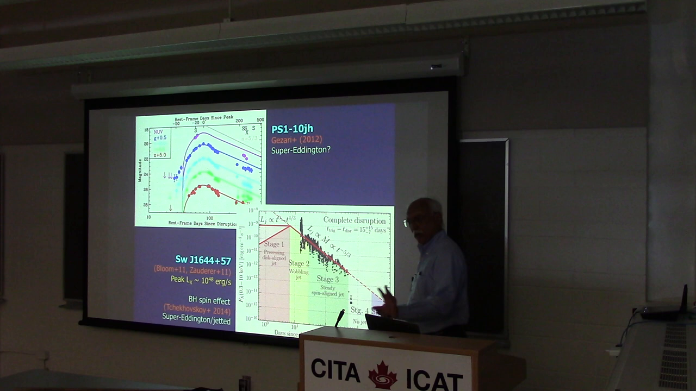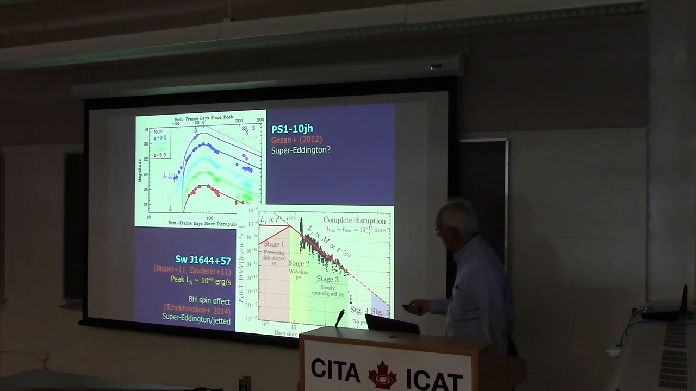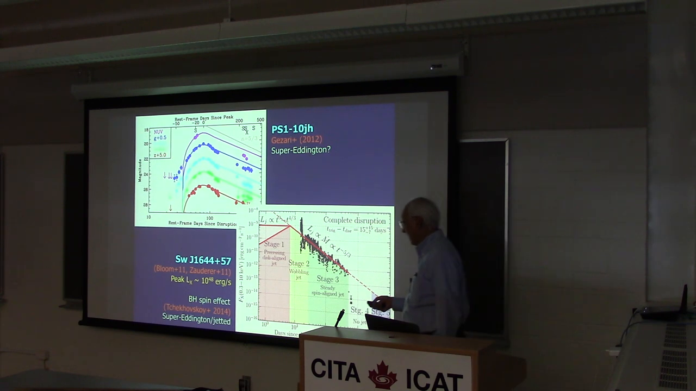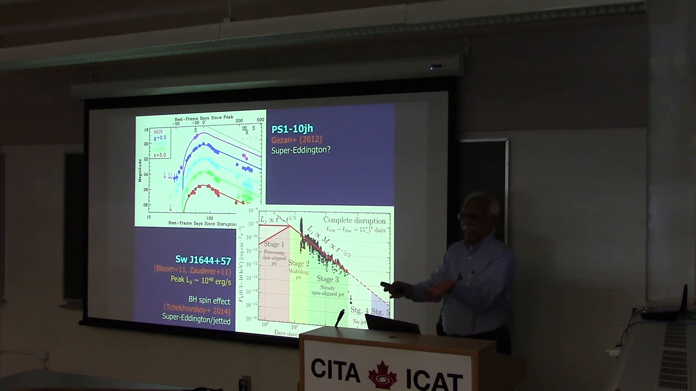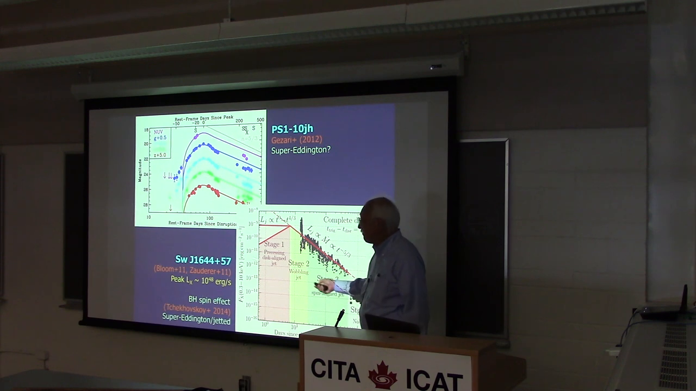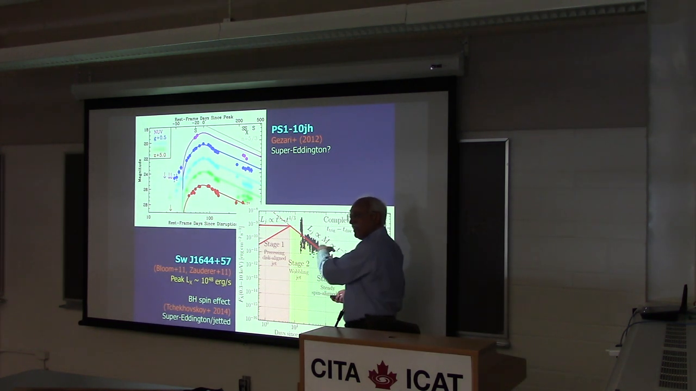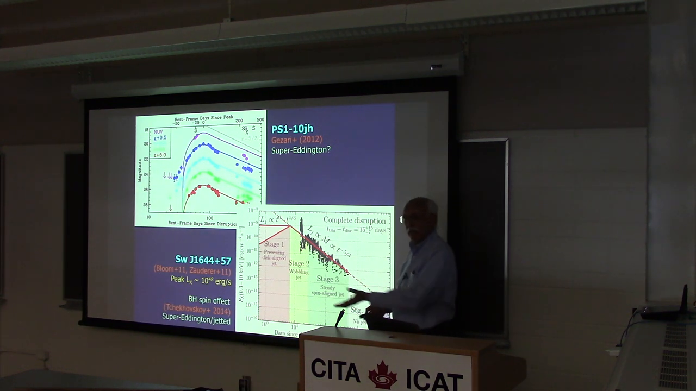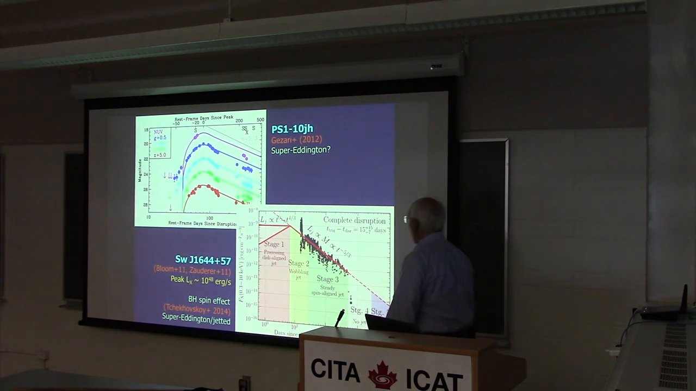This is also a TDE, according to people. But this was a much more spectacular fellow. This is a Swift source, J1644. This one had a peak luminosity in X-rays of something like 10^48 ergs per second. And given that, we think TDEs happen around black holes of 10^6 or 10^7 at most solar masses. That is orders of magnitude greater than Eddington. So for some reason, this guy produced a huge, maybe 1,000 or 10,000 Eddington luminosity, and in X-rays, which is unusual. AGN shine in UV, right? If this is like an AGN, it produced it all in X-ray. In fact, the optical and UV was not that bright. But we think this is also a TDE.